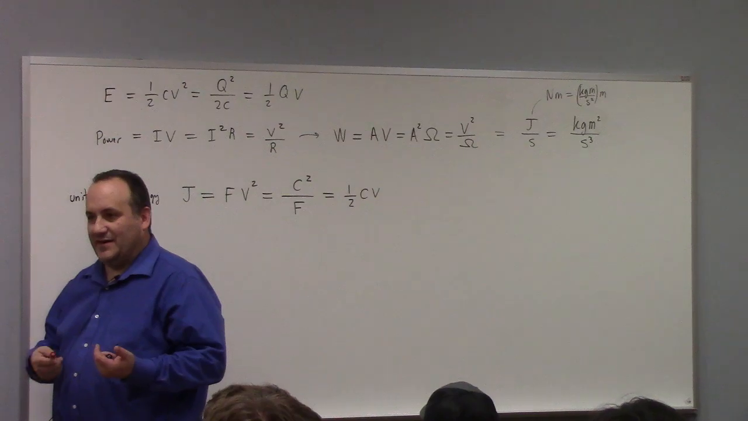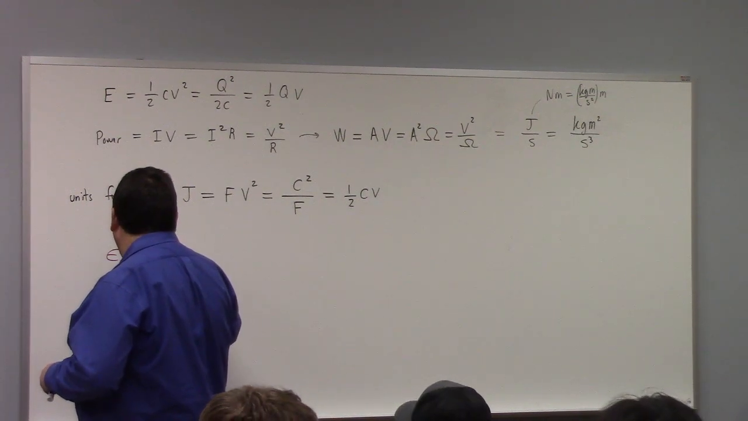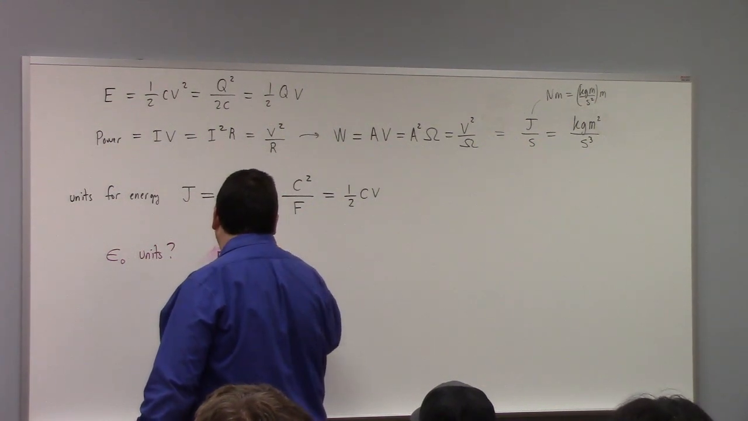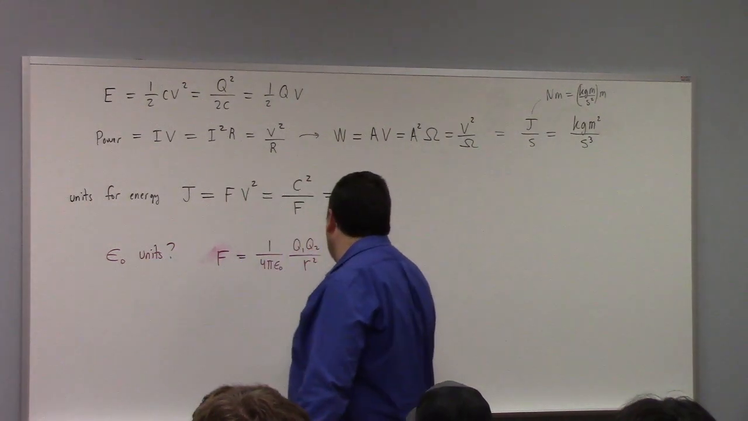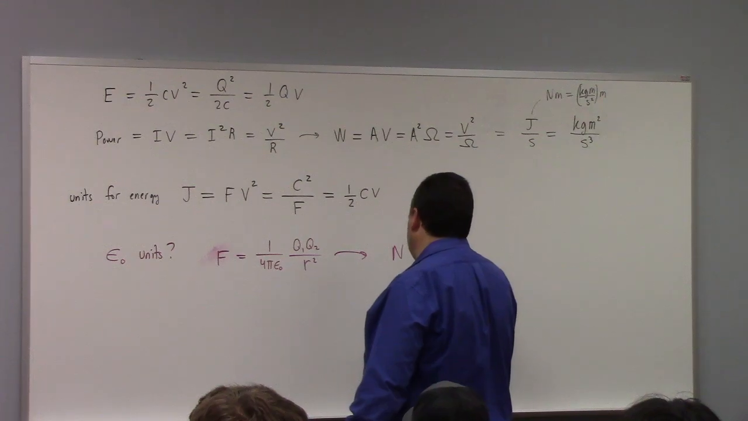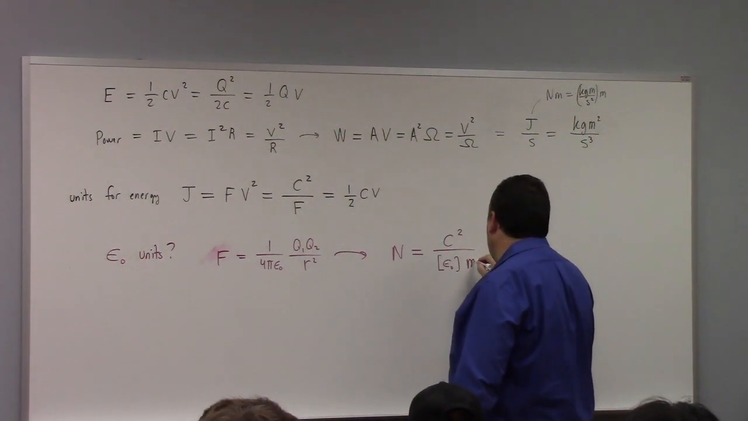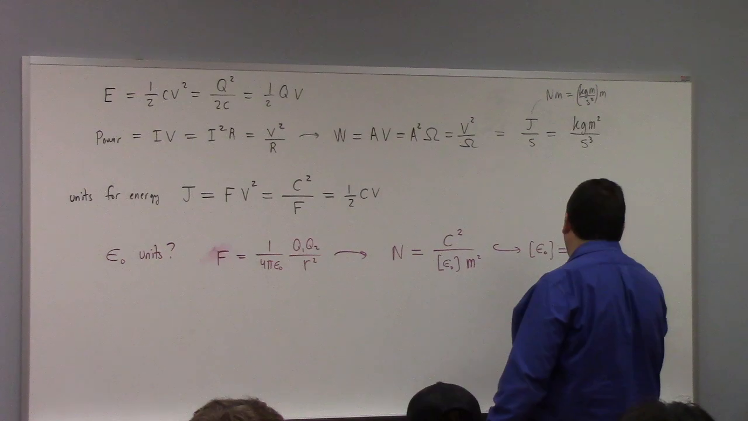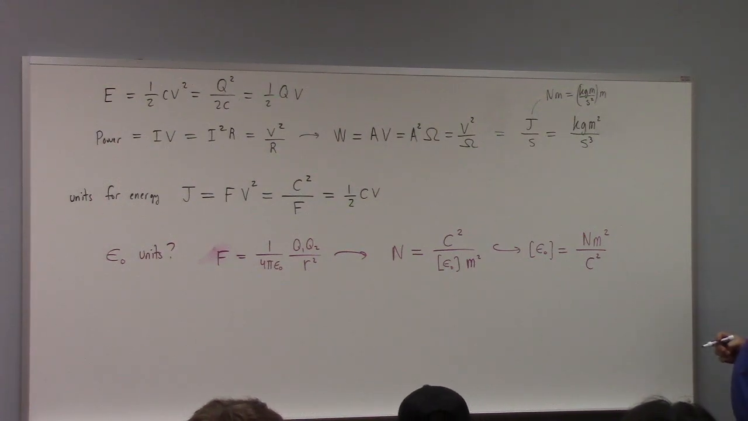I always forget the units on epsilon naught. What are the units on epsilon naught? We know that the force is equal to 1 over 4 pi epsilon naught, Q1 Q2 over r squared. So that tells me that a Newton is equal to a Coulomb squared over whatever the units are for epsilon naught, times meters squared. So apparently the units for epsilon naught are equal to a Newton meter squared over Coulomb squared, which, if you really want to, we could get nuts and convert to farads and volts. Anybody?